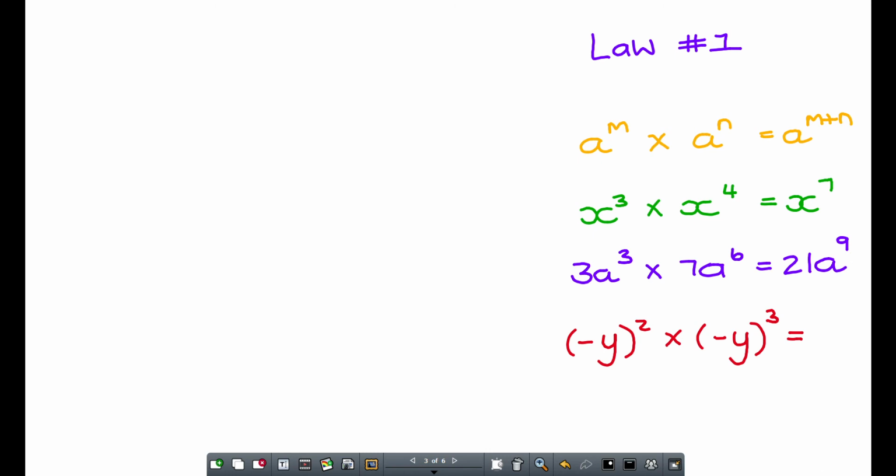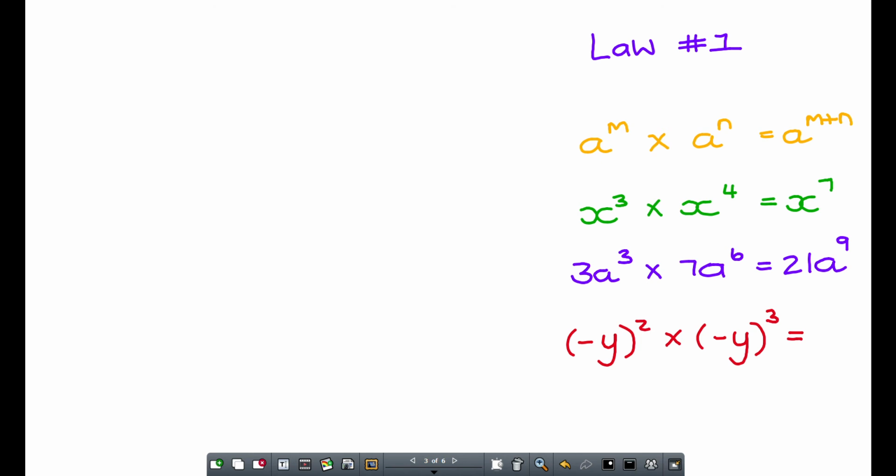Minus y to the power of 2 times minus y to the power of 3. Who will tell me what my base is? Not y, but minus y. Hold on. But because of the brackets, that exponent applies to everything inside the bracket. So therefore, in this case, my base will be minus y. Do you guys understand that?